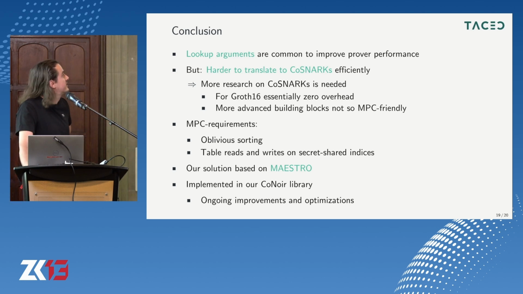So for the ZK lookups, they require us to do this oblivious sorting, these table reads and writes, in a secure way. We have our implementation on Maestro, and this is all implemented in our CoNoir library, where we are at the moment focusing on feature completeness, so implementing all these black box functions and stuff like that. And then we have a lot of performance improvements and optimizations planned for the future.